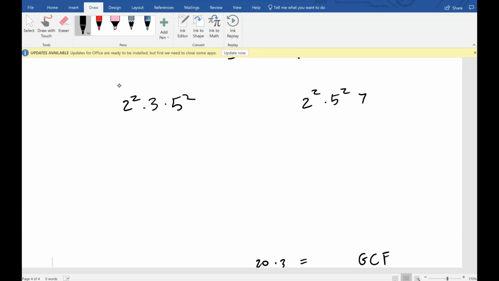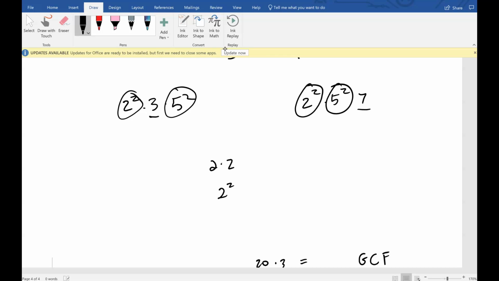So clearly the 7 is not common to both. And there's a 3 over here in the left one that's not common to both. So the 3 and the 7 are going to be excluded. These are repeated. So we got 2 times 2, or if you would, 2 squared. We list 2 squared once. And then 5 squared is also in both lists, so we can also include it. So 2 squared is 4, and 5 squared is 25. So the answer here is 4 times 25, which is 100. So 100 is the greatest common factor of these 2 numbers. Okay?